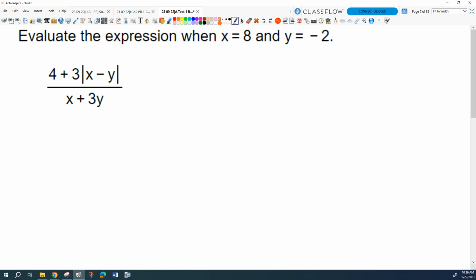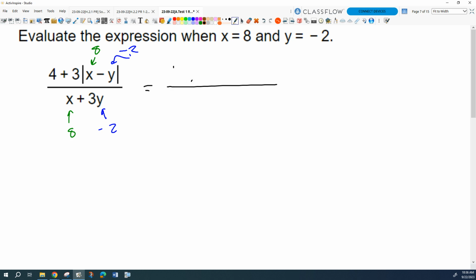Okay, plug the numbers in, right? That's the plug part. So we're going to plug in 8 goes there and there, and negative 2 goes there and there, right? So what's that give us then if I plug that stuff in?